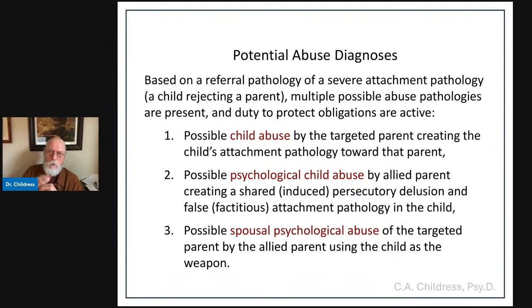So based on the referral pathology of a severe attachment pathology, a child rejecting a parent, a child seeking to flee from a parent, multiple possible abuse pathologies are present and duty to protect obligations are active. So there's possible child abuse by the targeted parent, creating the child's attachment pathology towards that parent. There's possible psychological child abuse by the allied parent, creating a shared induced persecutory delusion and false factitious attachment pathology in the child. And there's possible spousal psychological abuse of the targeted parent by the allied parent, using the child as the weapon.